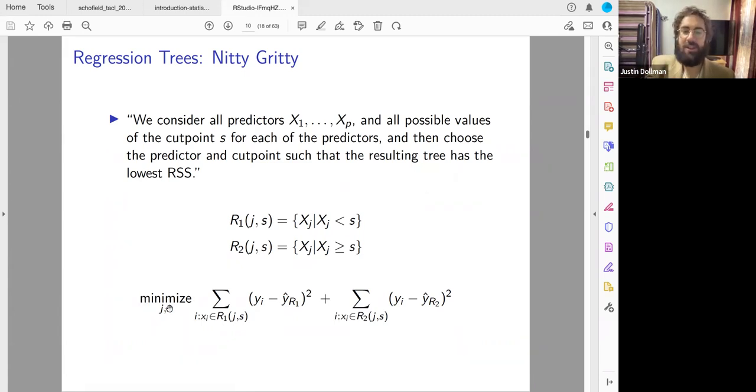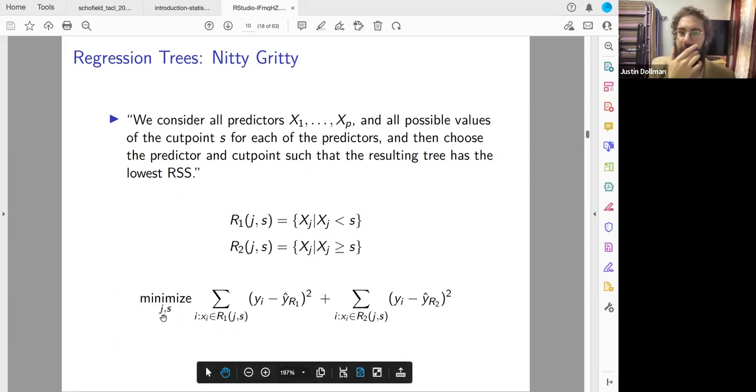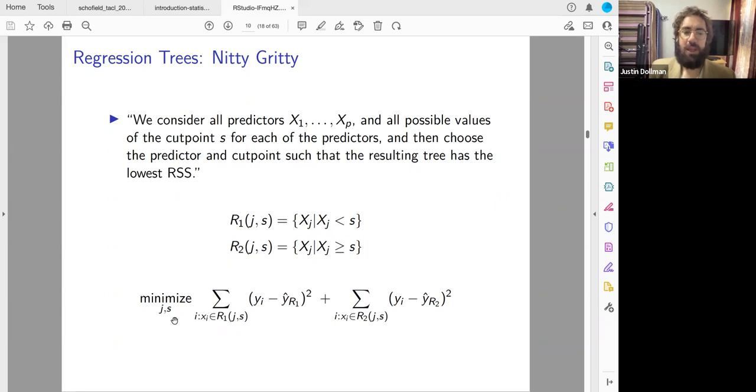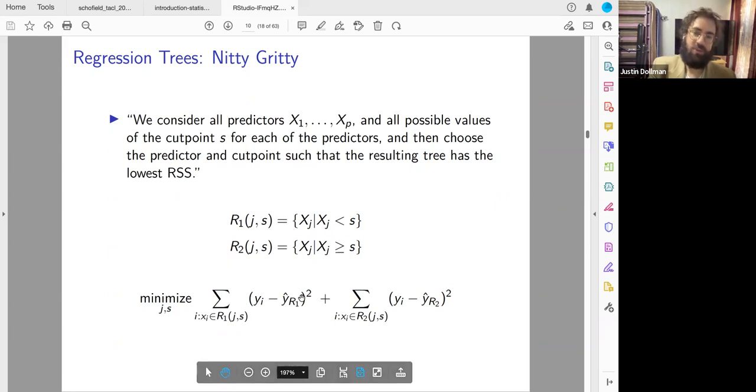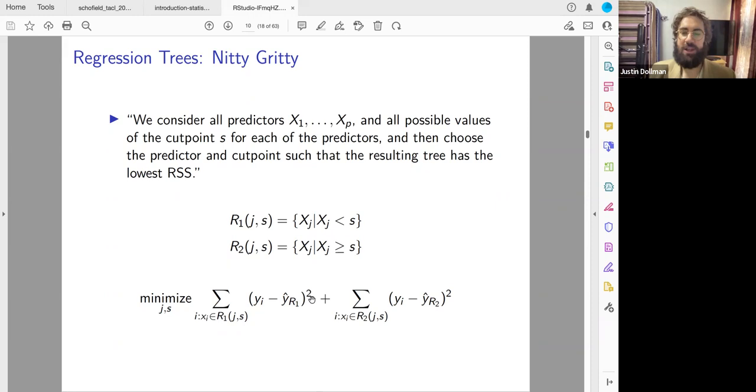I'm going down to the last line. So you choose j, which is choosing your variable. That's the index for the different predictor variables. s is the index for the cut point, and you choose j and s such that you minimize the residual sum of squares in both branches. That's why there's a plus there in the middle.